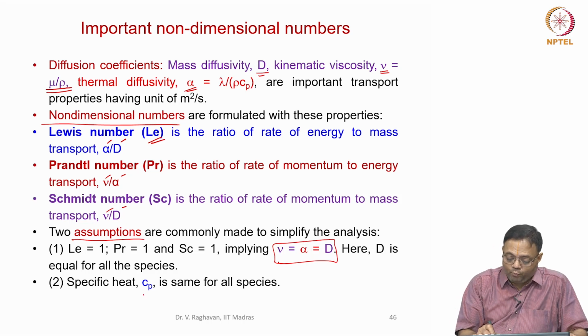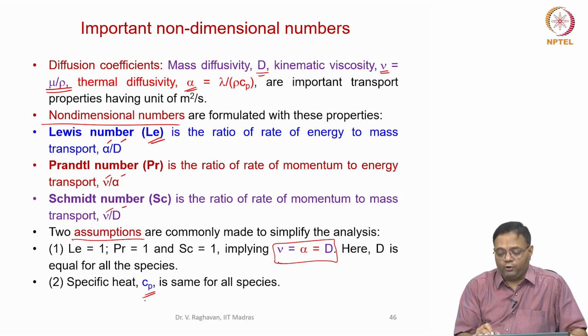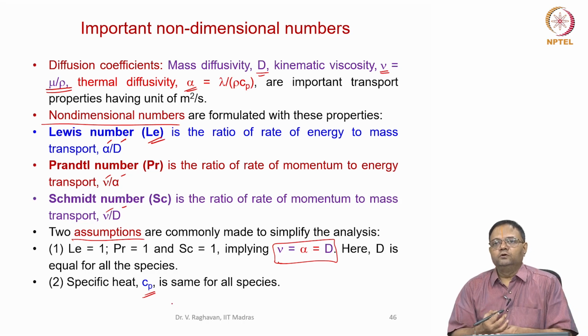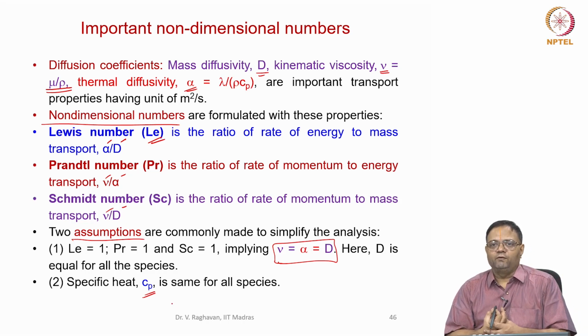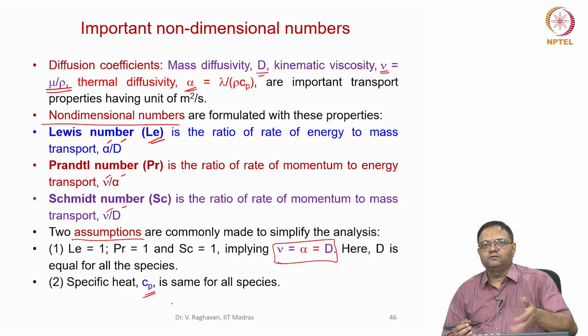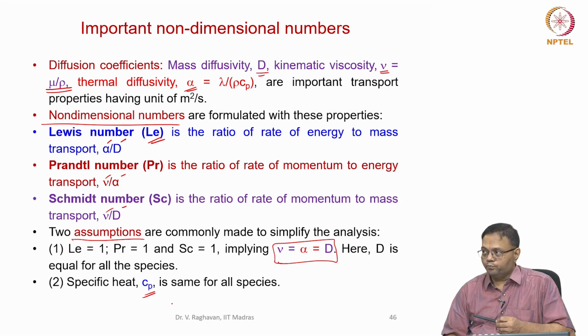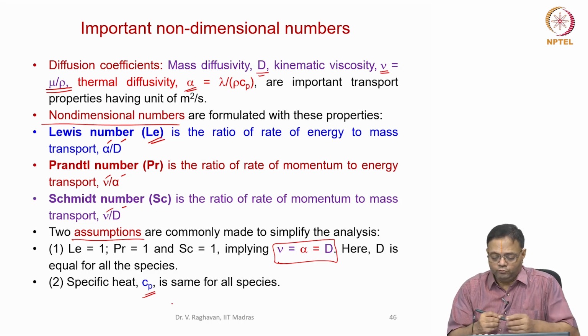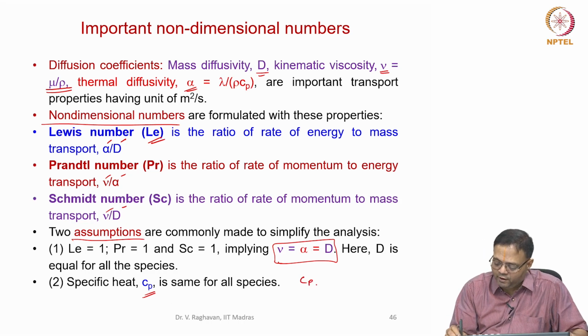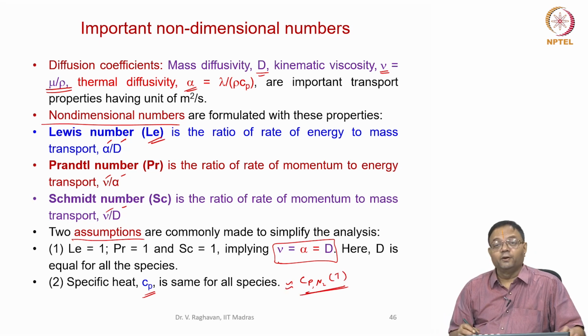Then one more thing is that Cp for all the species is the same. That means just take the major component like nitrogen, evaluate the Cp at a particular temperature and use it. So that is another simplification which we can do. So here Cp can be, say, Cp of nitrogen at a given temperature T, approximately.